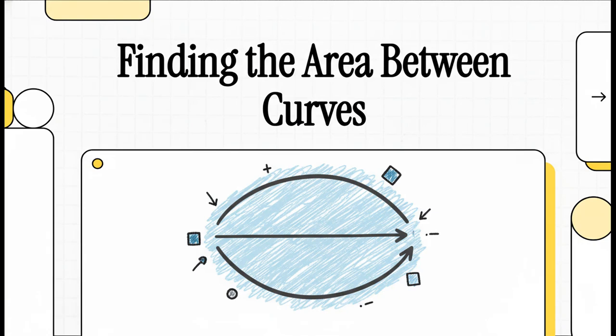Welcome to The Explainer. Today, we're tackling a classic calculus puzzle. How do you find the exact area of a strange, curved shape trapped between two different lines? It's a question that unlocks some incredibly powerful ideas, so let's dive in.